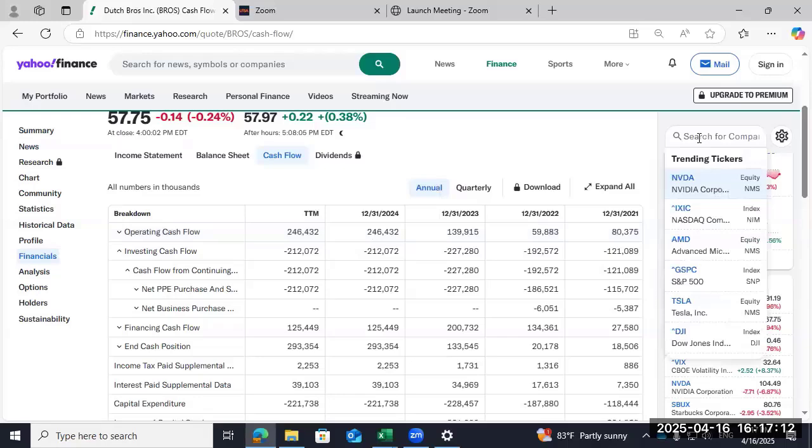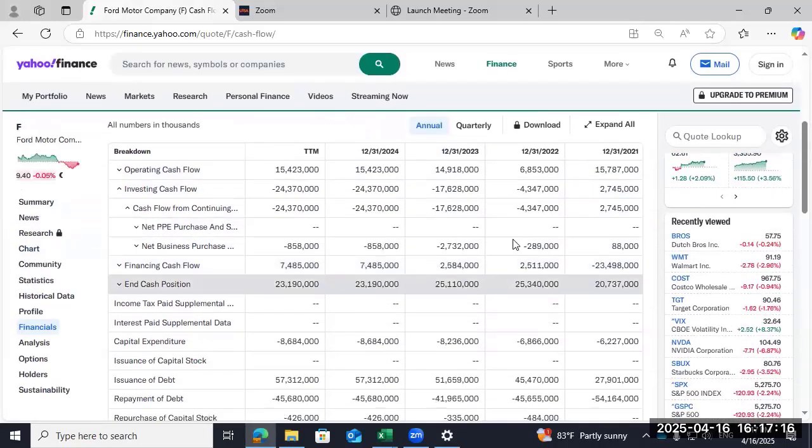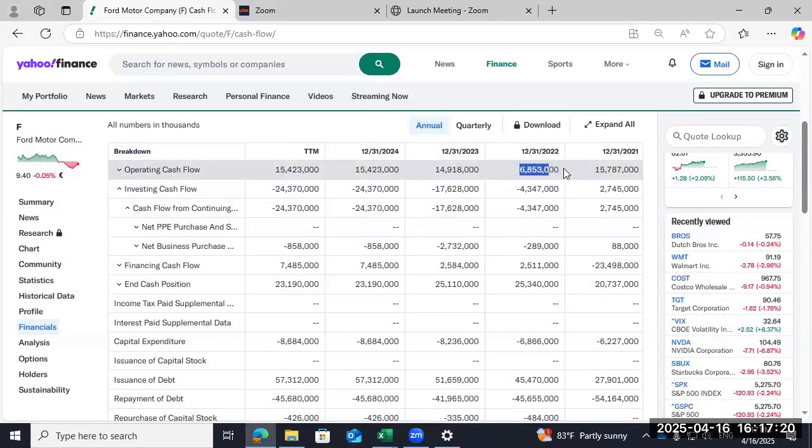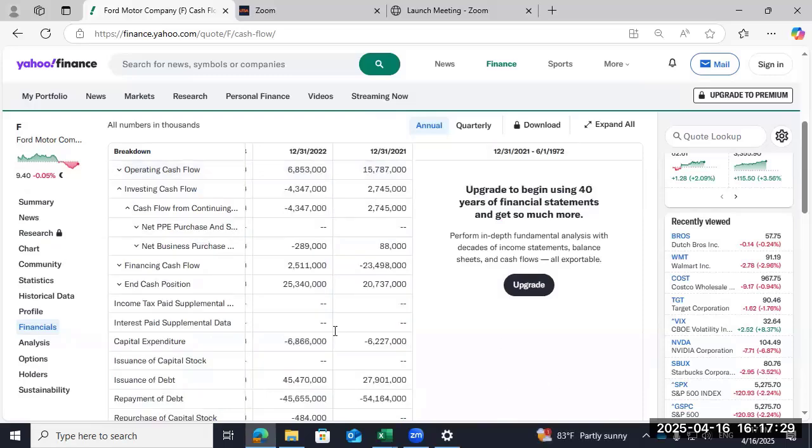Let me show you Ford. Ford's a good example. Let's say you're sitting right here with Ford. There's their cash from operations, but 2022 was a really horrible year for them. That's a more normal year there. I mean, which of these years stand out for you?